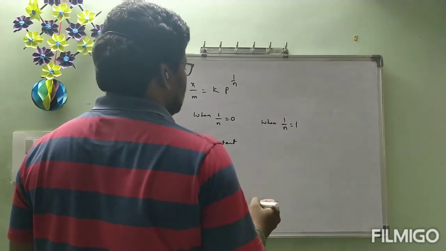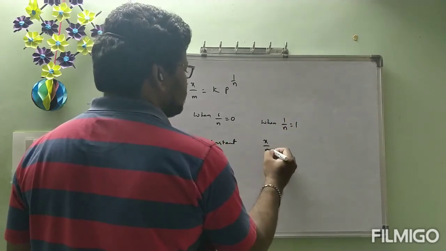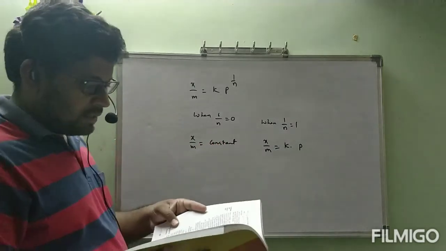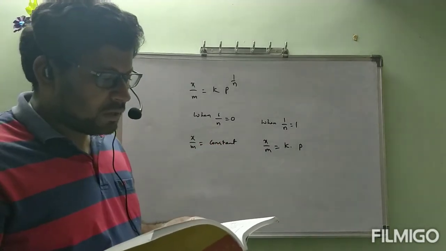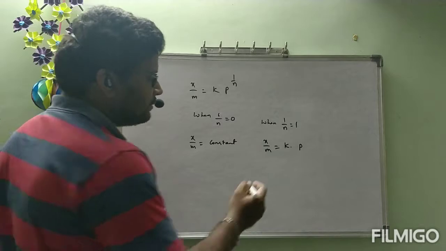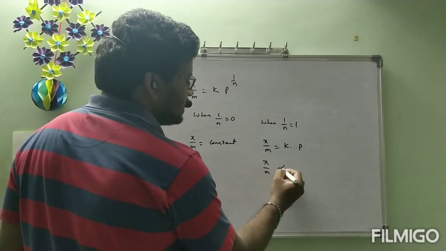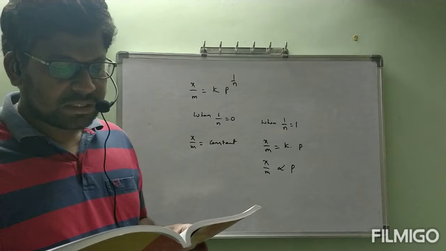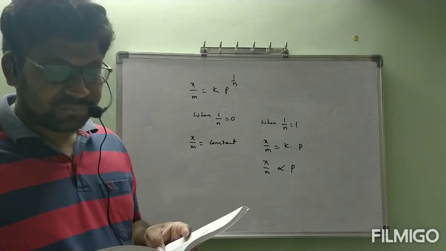Now another value, when 1 by n is equal to 1, then x by m is equal to k into p. x by m is directly proportional to p. When p increases, x by m also increases. The adsorption varies directly with pressure.